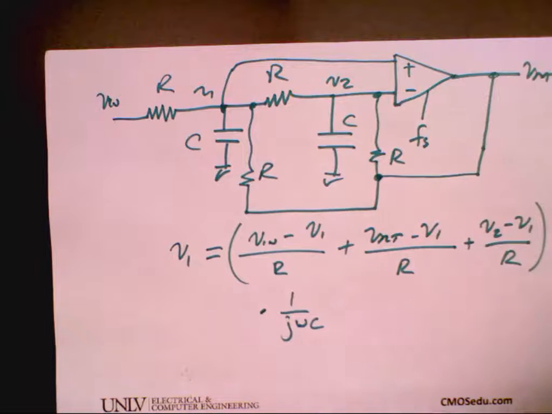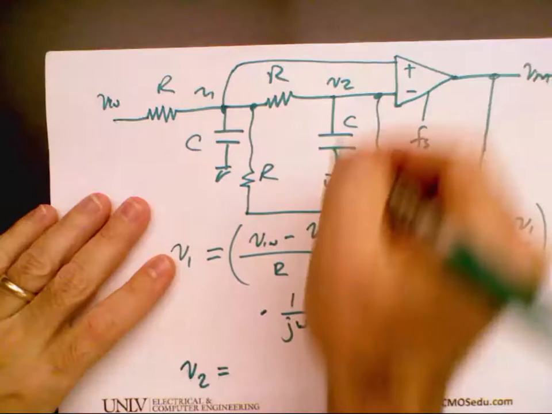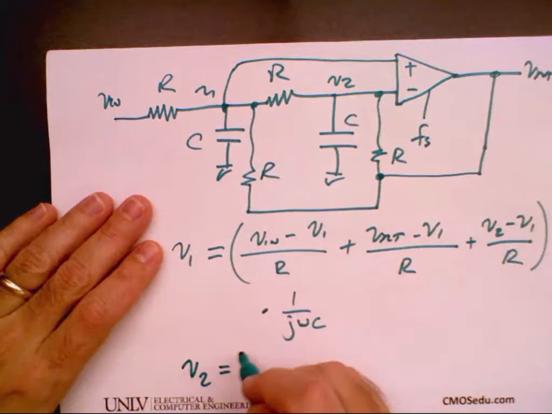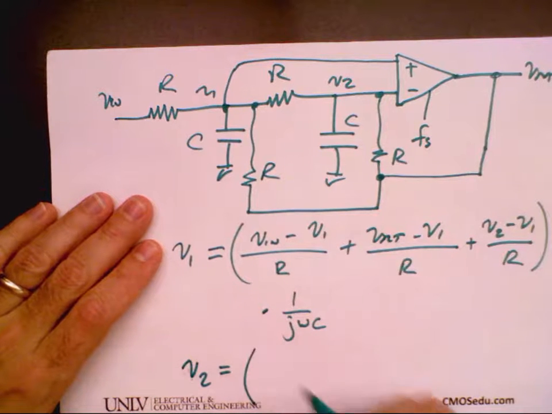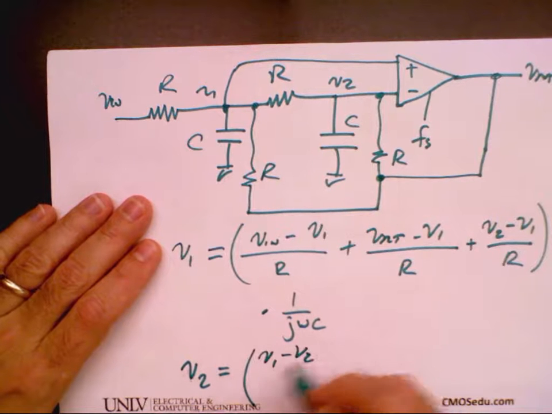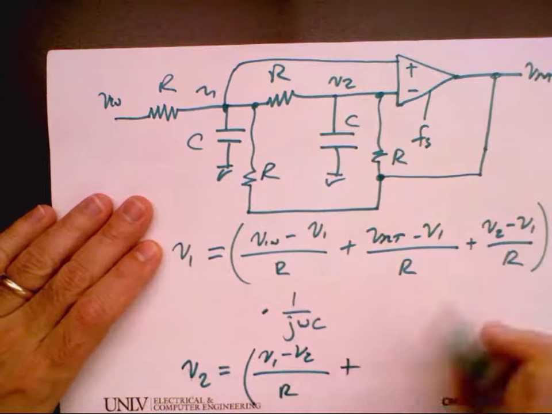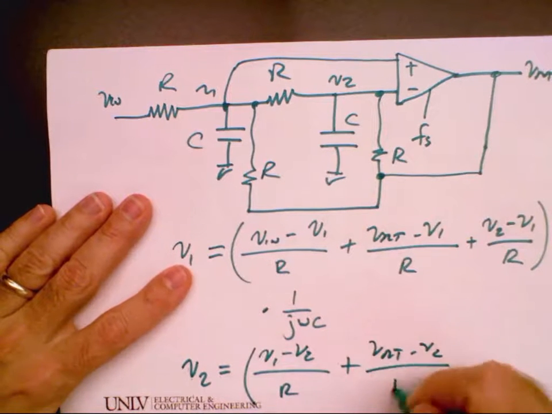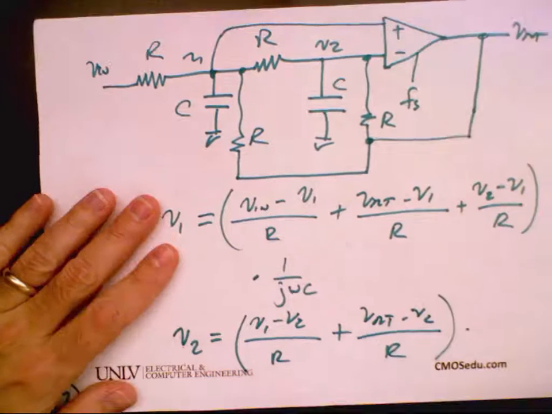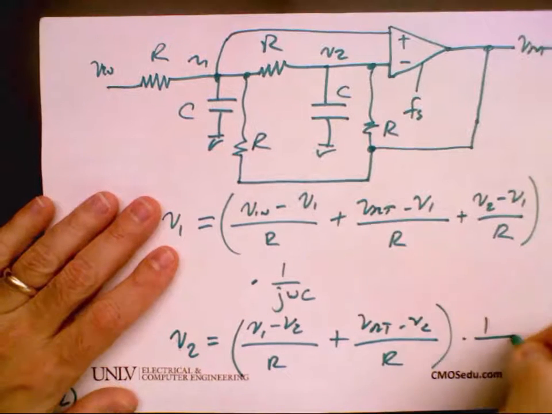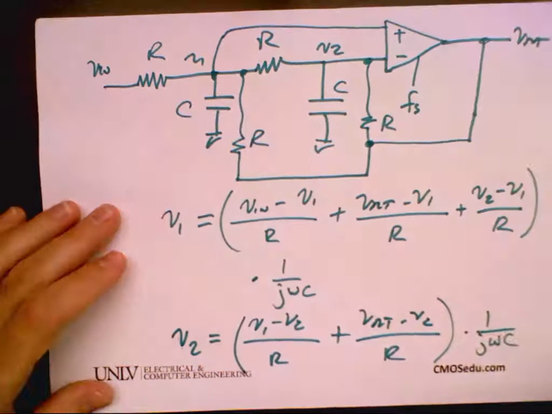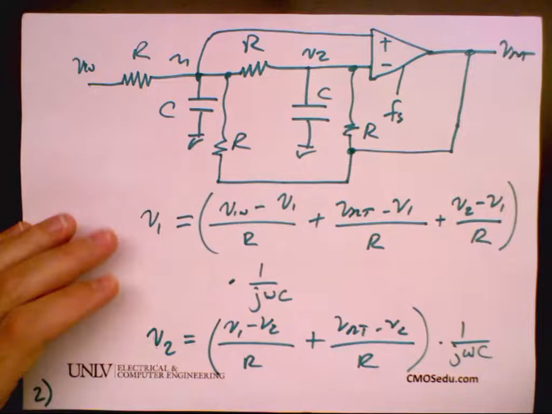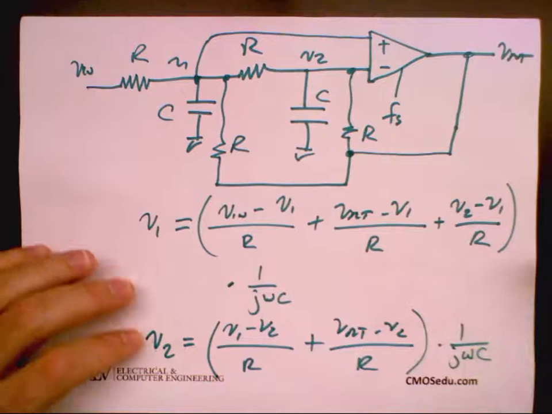And then I can write for V2 similarly. What is the current that flows in this capacitor? V1 minus V2 all over R plus V out minus V2 over R, times one over j omega C. Looking good? Okay, any questions?